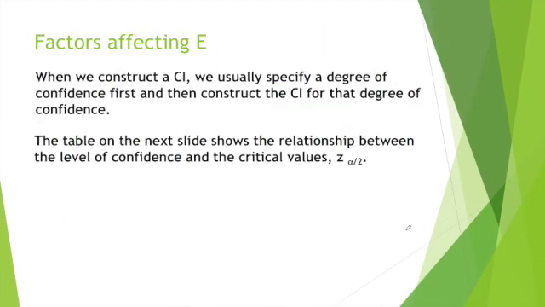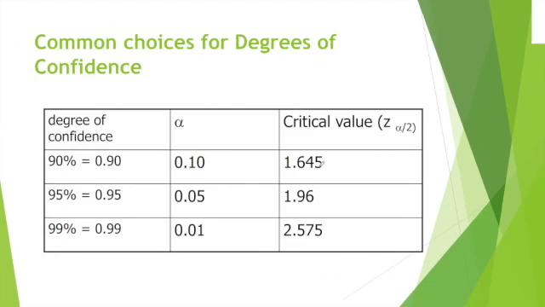So when we construct a confidence interval, we specify a degree of confidence first, and then construct the confidence interval for that degree of confidence. The table on our next slide is going to show the relationship between the level of confidence and our critical values. So, like I said earlier, we're 90% confident. We've got an alpha of 0.10 and a critical value of 1.645. We're 95% confident. We have an alpha of 0.05 and a critical value of 1.96. When we construct a 99% confidence interval, we have an alpha of 0.01 and a critical value of 2.575.